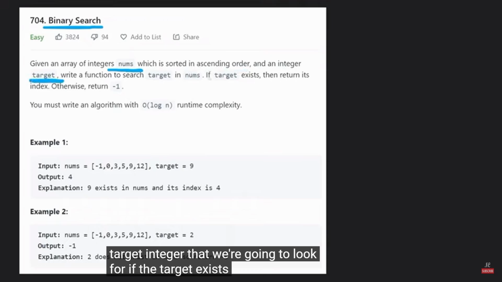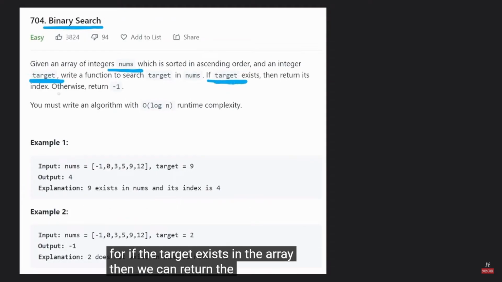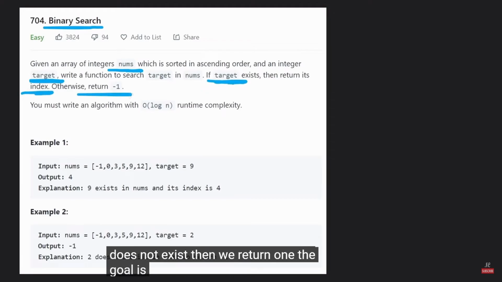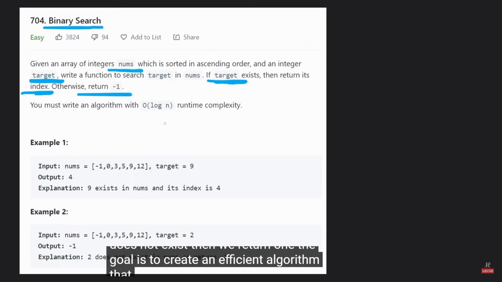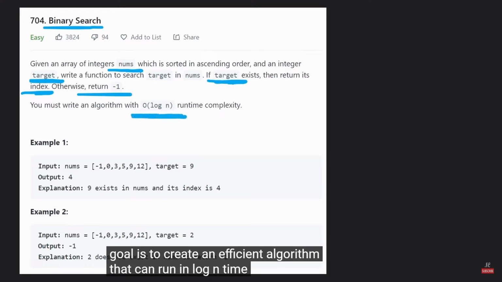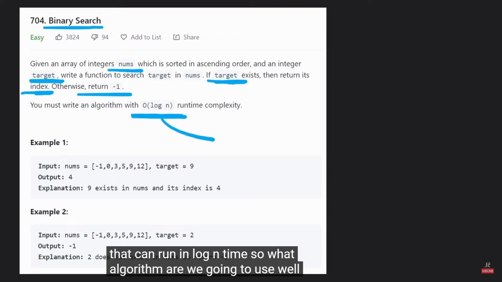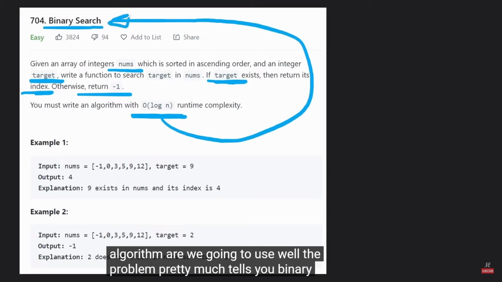If the target exists in the array, then we can return the index of it. If it does not exist, then we return -1. The goal is to create an efficient algorithm that can run in log n time. So what algorithm are we going to use? Well, the problem pretty much tells you binary search.